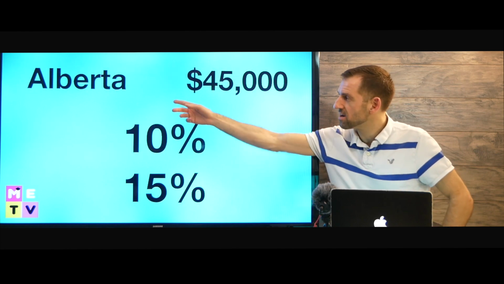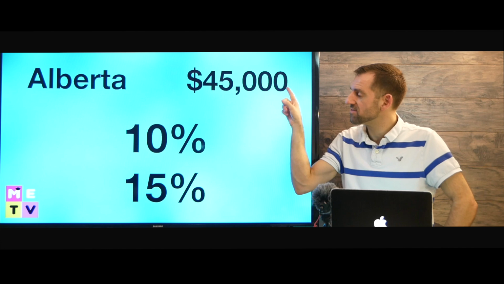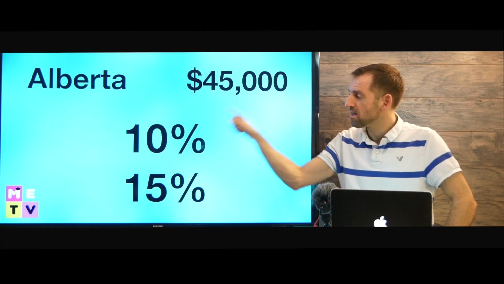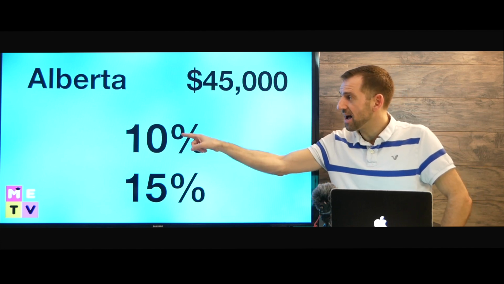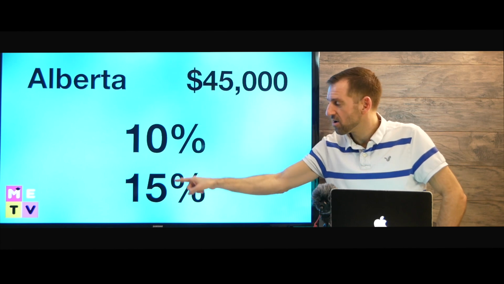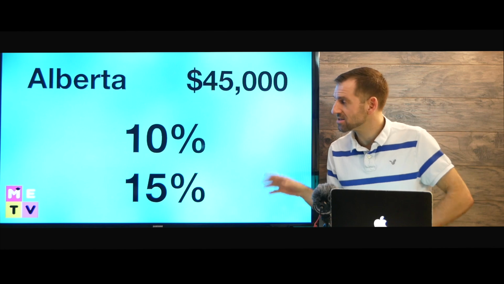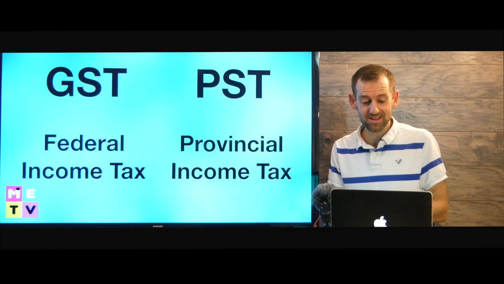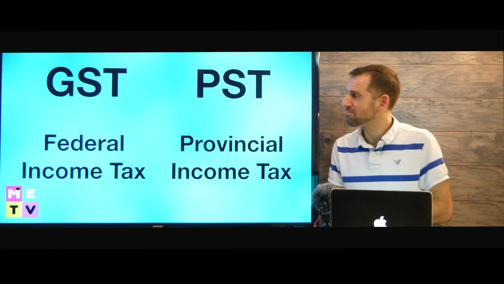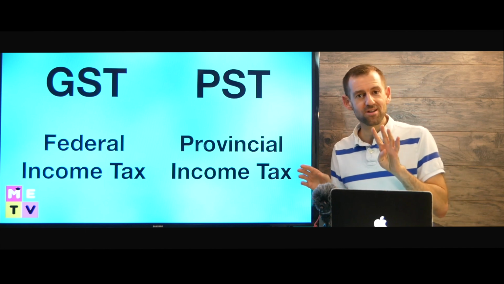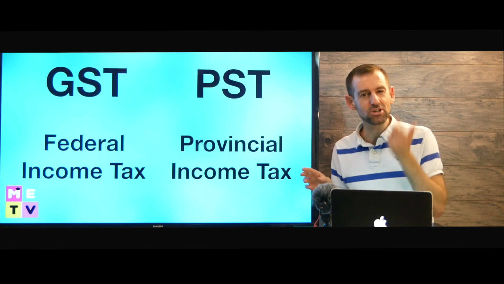So let's say you live in Alberta and you make $45,000 a year. 10% of that goes to Alberta, 15% goes to Canada. That's a lot. You're losing a lot of money in taxes. So basically those are the four kinds of taxes you need to know about.